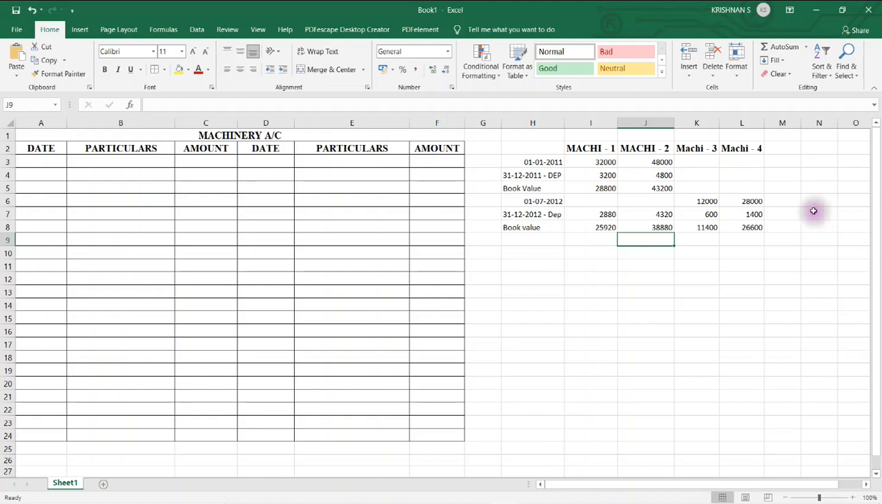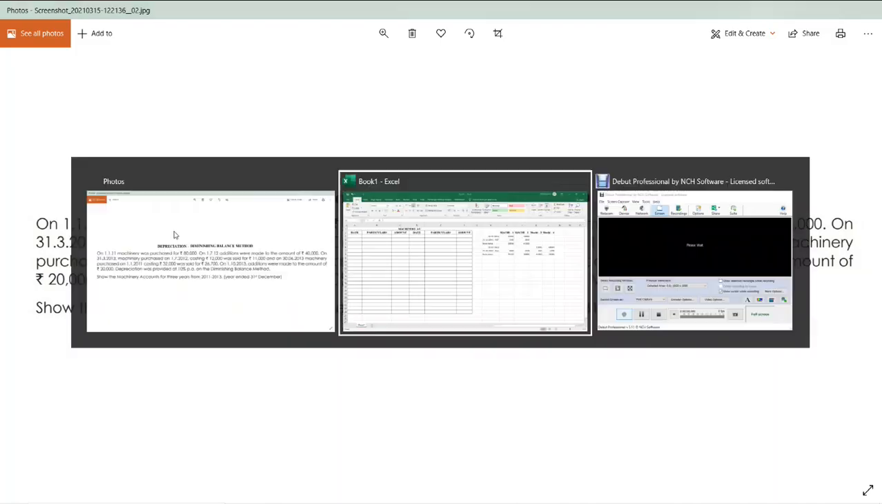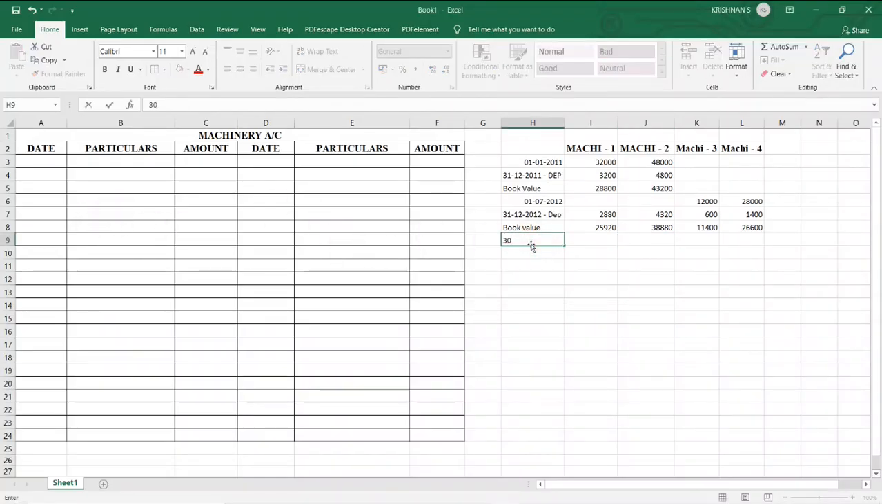Then after 31/12/2012 we have a transaction on 30/3/2013. On this day, they sold machinery 3 for rupees 11,000. Okay, so first of all, we have to provide the depreciation. We have to calculate the depreciation for the third machinery. You need not calculate depreciation for machinery 1 and 2, because now they are going to sell the third machinery only.